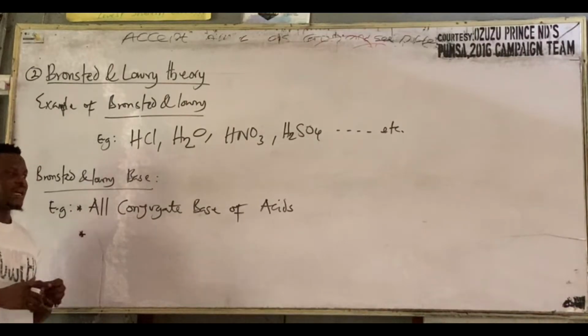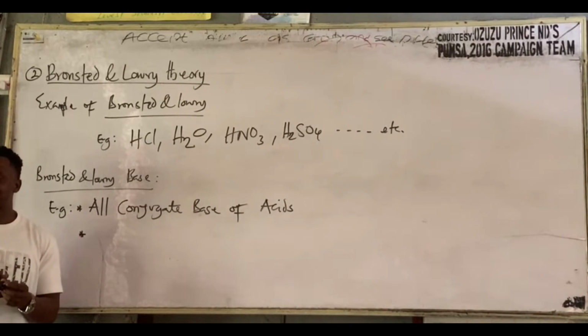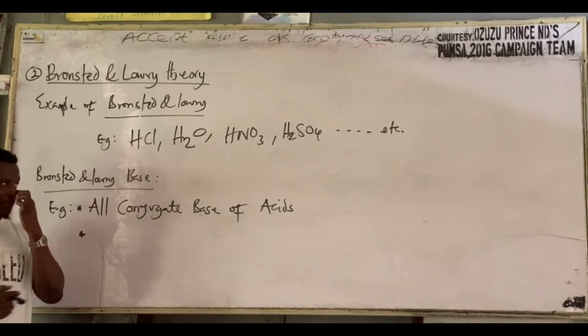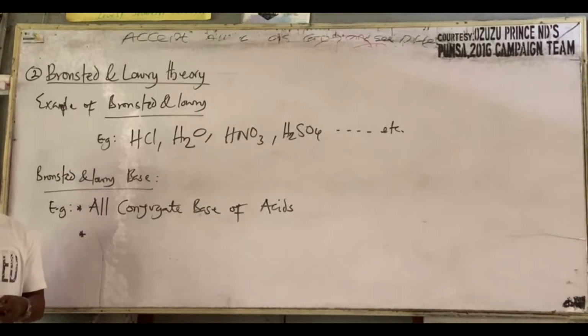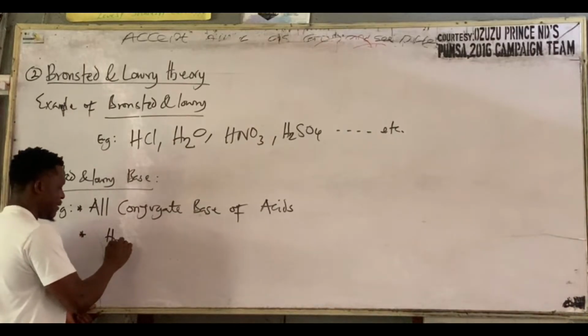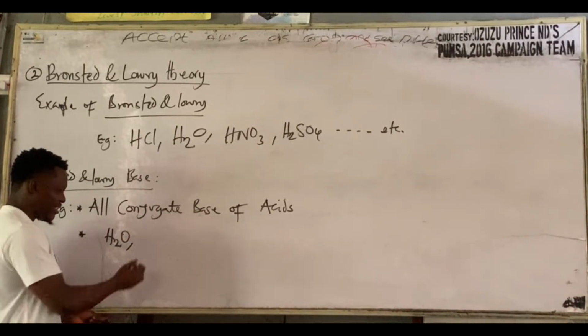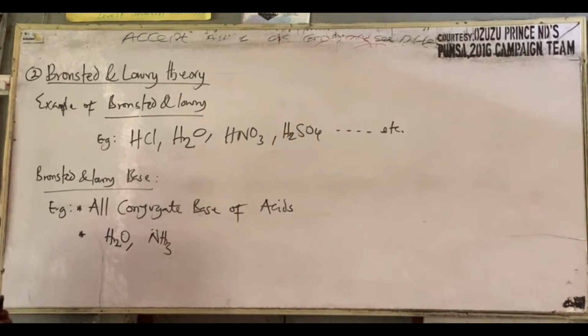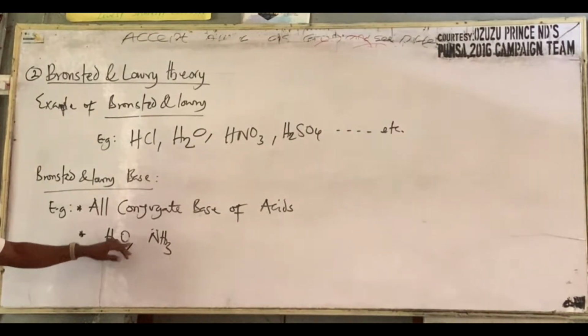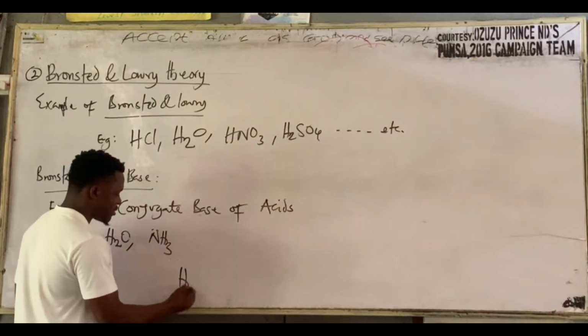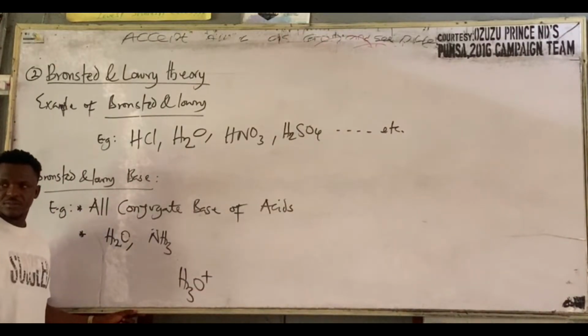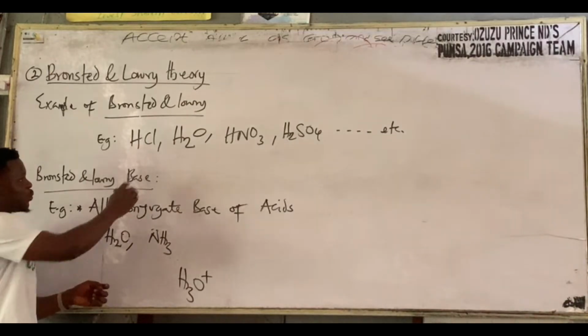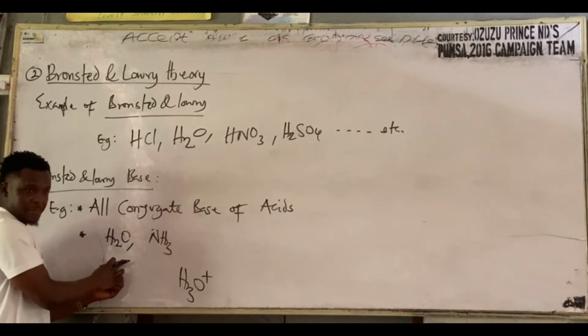Now there are still compounds that may not be regarded as the conjugate base of an acid, but they are still considered Bronsted bases. We have water, which can be considered part of it. Even ammonia, etc. Now, why is water considered a Bronsted base? Because water can accept a proton. If water accepts a proton, water becomes H3O+. If you notice, there is water here and there is water here, right?